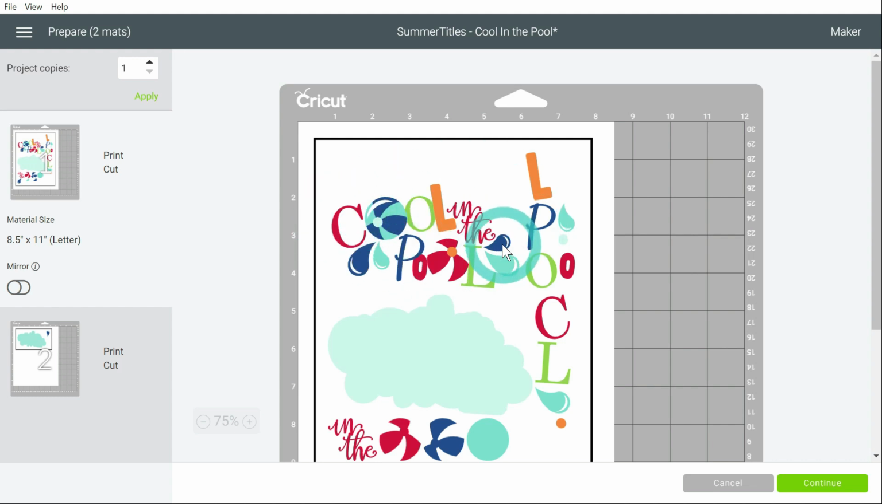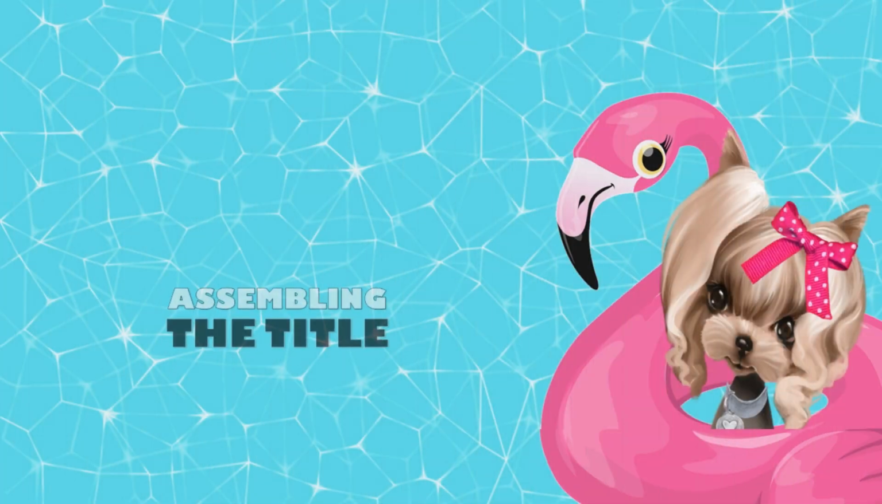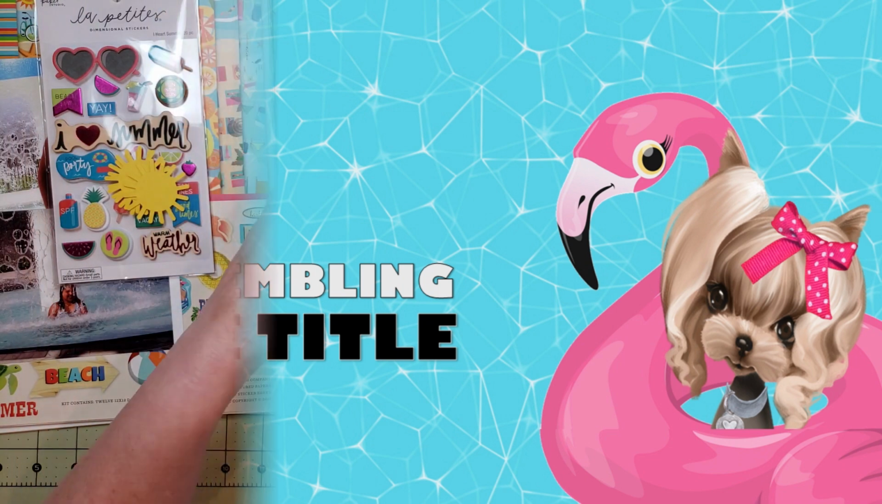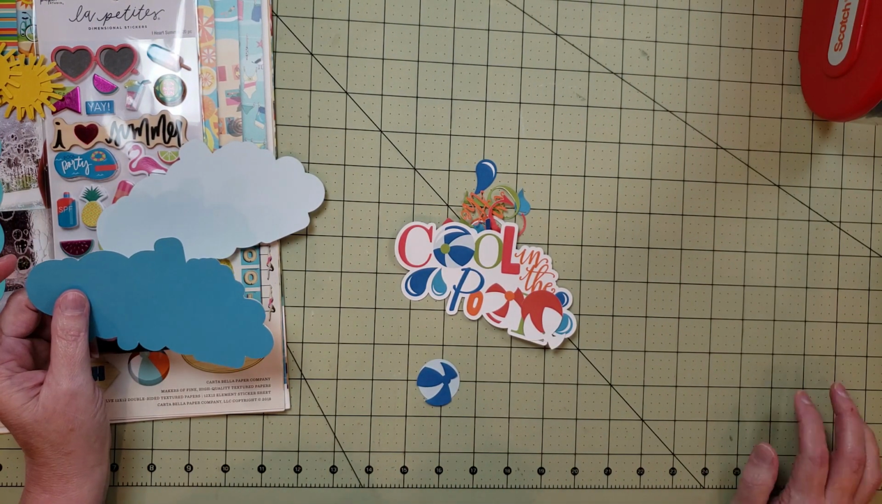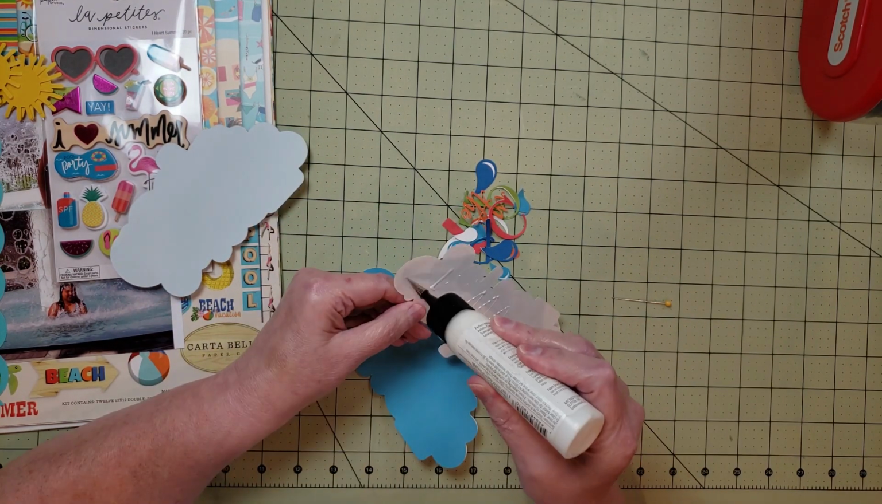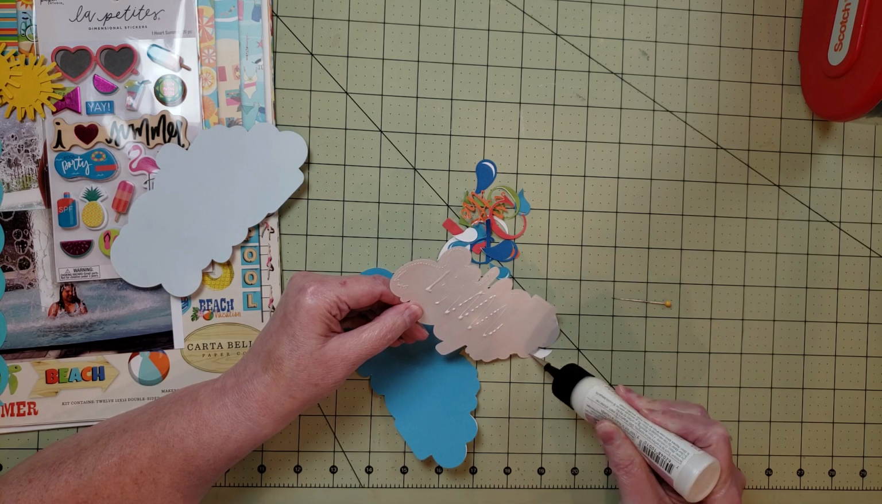Okay, so I did use this title in a scrapbook layout, and I'm going to use the video footage from when I put that together to show you how you can put this title together. So let's go ahead and do that. Okay, now that we have all the pieces cut out, we can start to put this together. And I'm going to take the template that we had created and apply some liquid glue to the back of it.